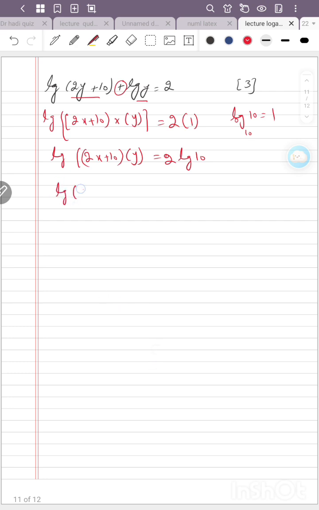Now using the next logarithmic property, which says that the power goes at the start, and here log and log cancel each other, so 2x plus 10 times y equals 100.